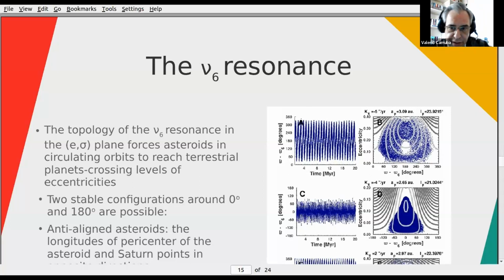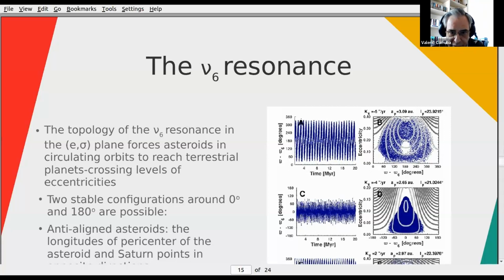You can see here plots of time dependencies of the resonant argument of the resonance, which is varpi minus varpi_6, the longitude of perihelion of the asteroid minus the longitude of perihelion of the planet. You can have several behaviors.